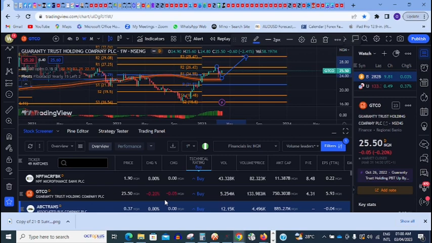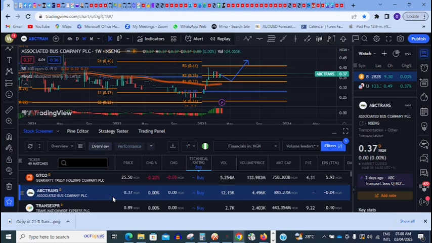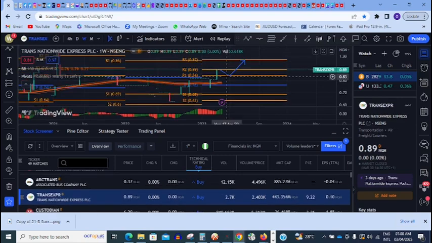ABC Transport, ABC Transport. Okay, this chart is still valid. Entry 33 kobo, then profit target 41 kobo. Okay, this is still valid. If you don't want to pick it at the current price, which I advise, you wait for a pullback. Price might come back low or just break up higher like this. But preferably, the safest way to enter is for you to wait for a pullback.